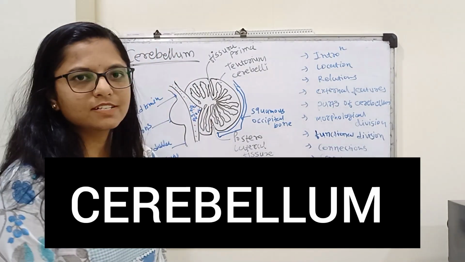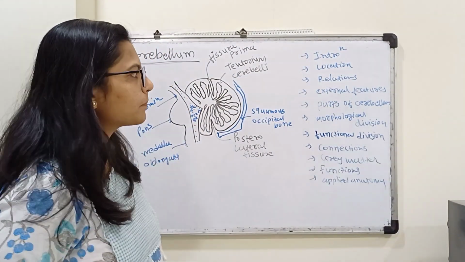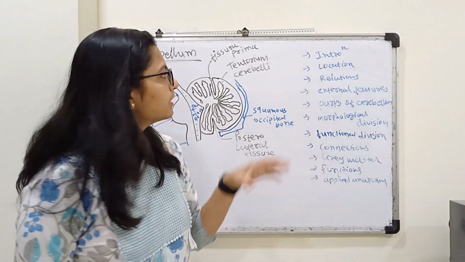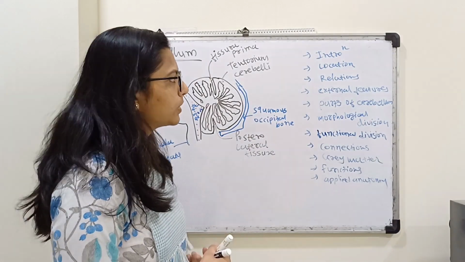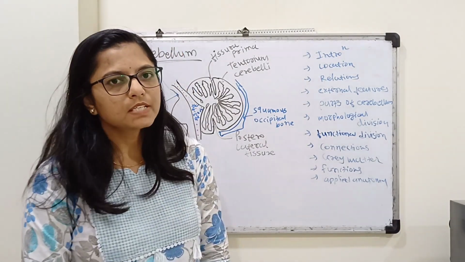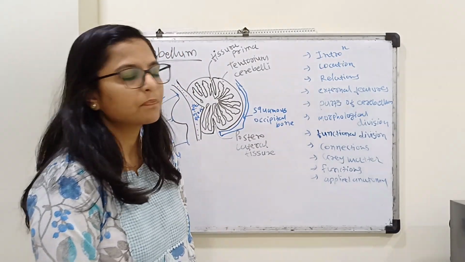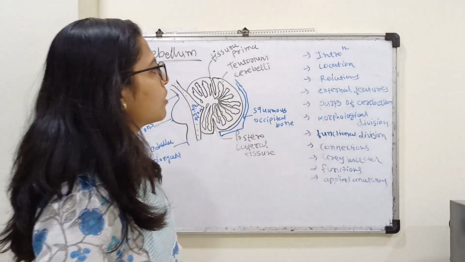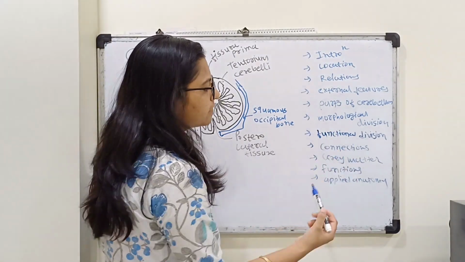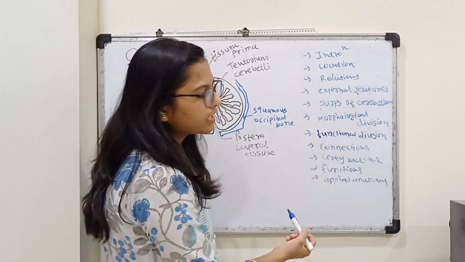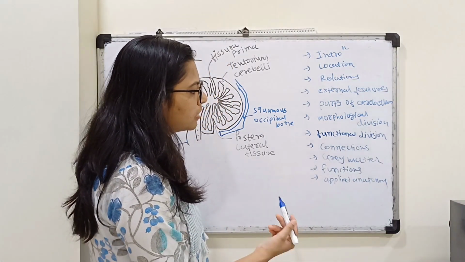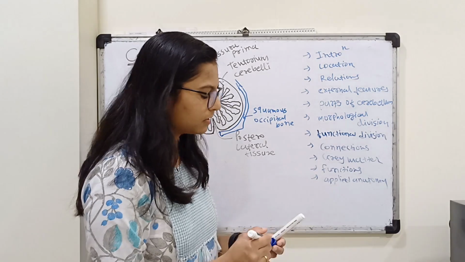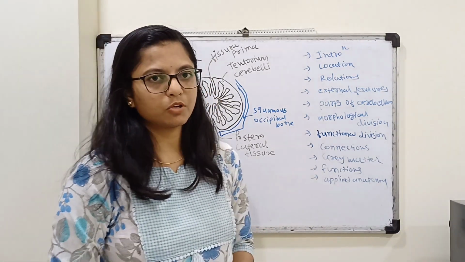Today we are going to discuss in detail about the cerebellum. When we discuss the cerebellum in detail, we will cover its introduction, locations, relations, external features, parts of the cerebellum, morphological divisions, functional divisions, connections of the cerebellum, gray matter of the cerebellum, very important, the functions of the cerebellum, and lastly we will discuss the applied anatomy of the cerebellum.